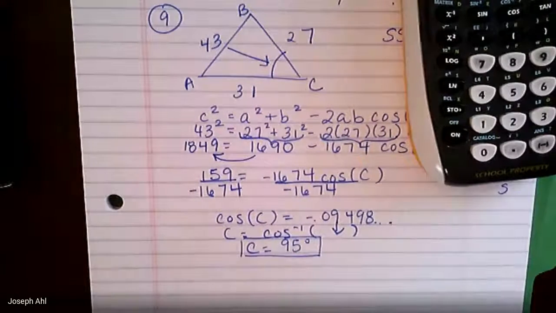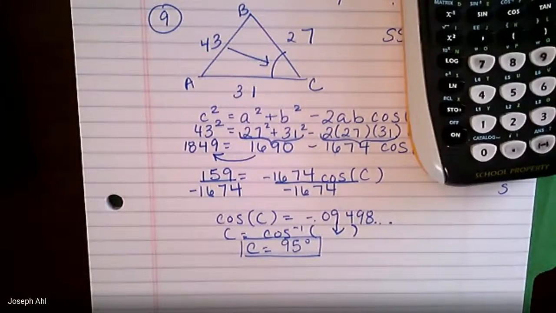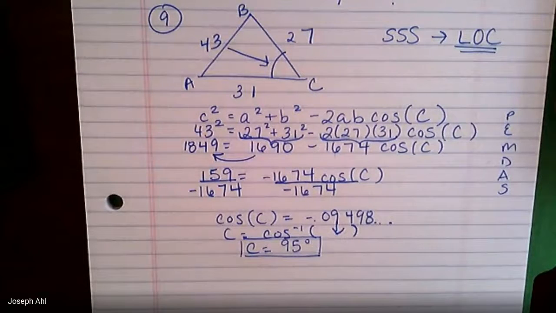And as a quick check, 95 degrees would have to be the largest angle in the triangle. If you have an angle that's 90 or larger, it's definitely the biggest in there. So that's the work and what law of cosines might look like to find an angle in a triangle. The follow-up to that is find the area of the triangle. Does anyone want me to do that?